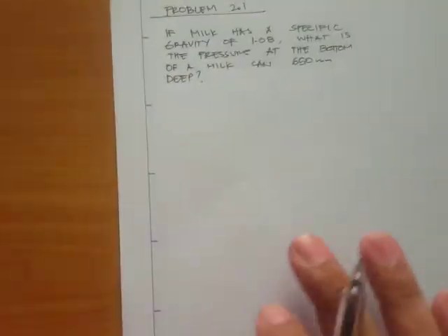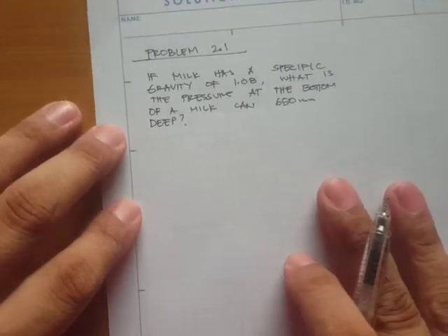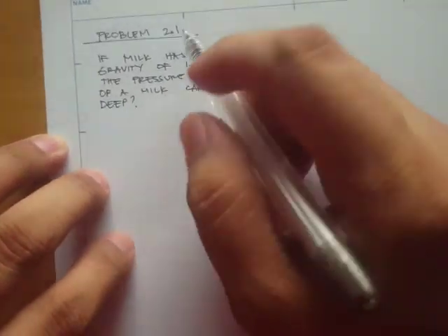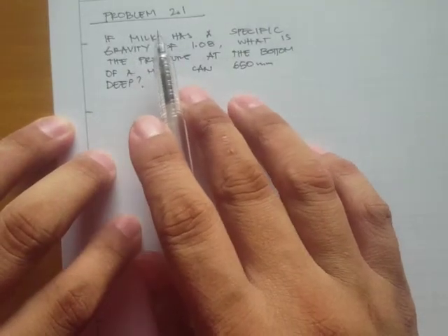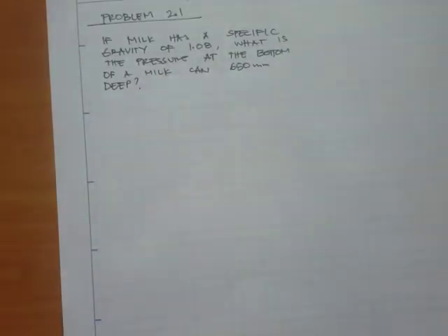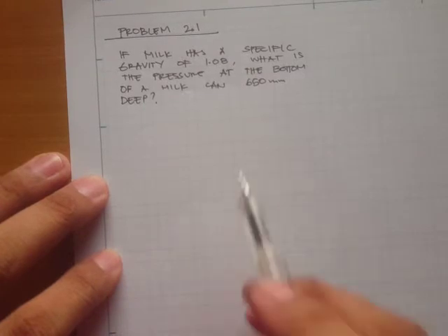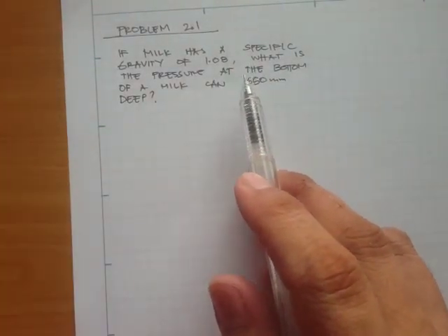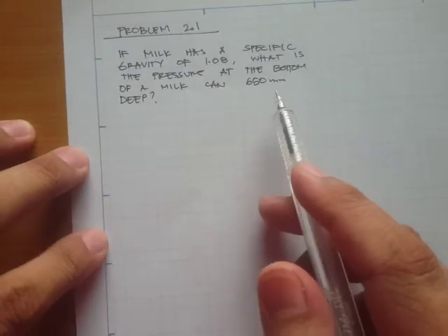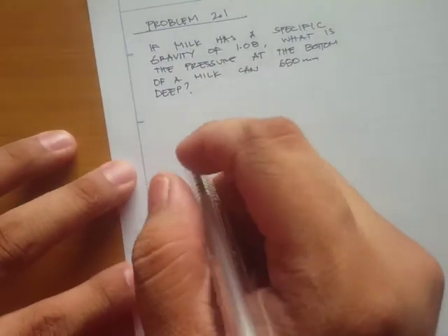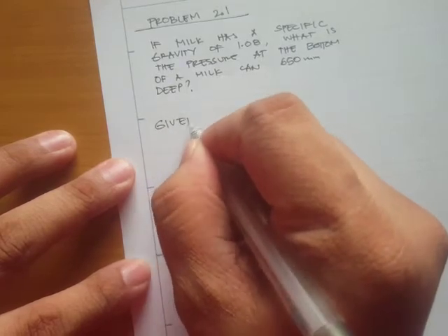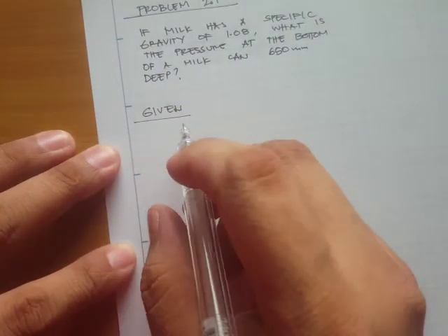Okay, so now let's do a sample problem regarding this pressure variation with respect to elevation. Okay, so problem 2.1. This is taken from the textbook Applied Fluid Mechanics by Mott and Untener. The problem says if milk has a specific gravity of 1.08, what is the pressure at the bottom of a milk can 650 mm deep? Okay, so let's convert this into a picture.